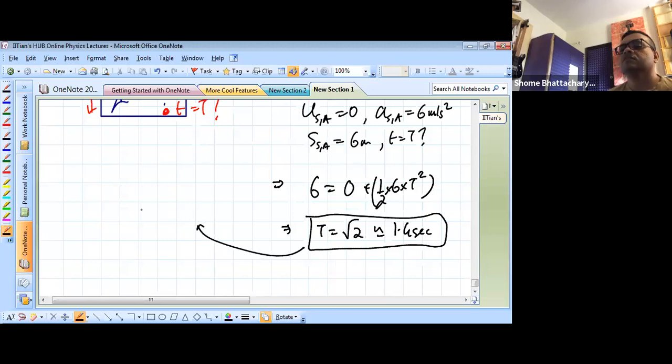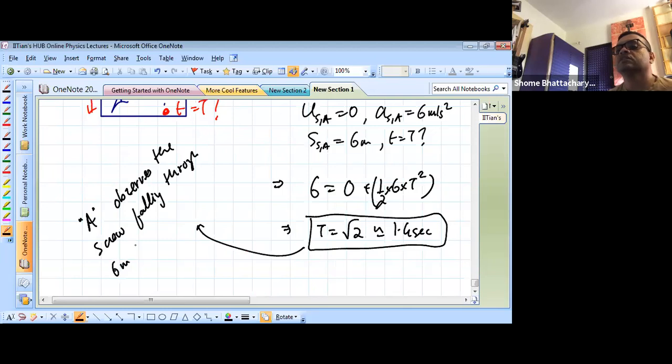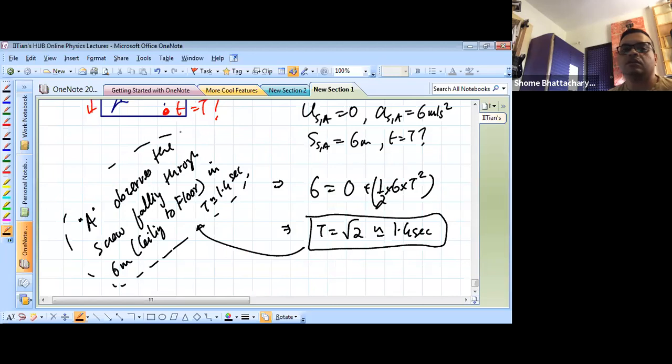So what happens here is, he observes the screw falling through 6 meters, ceiling to floor, in approximately 1.4 seconds. This is the motion as seen by this observer. Okay. So the time is this much.